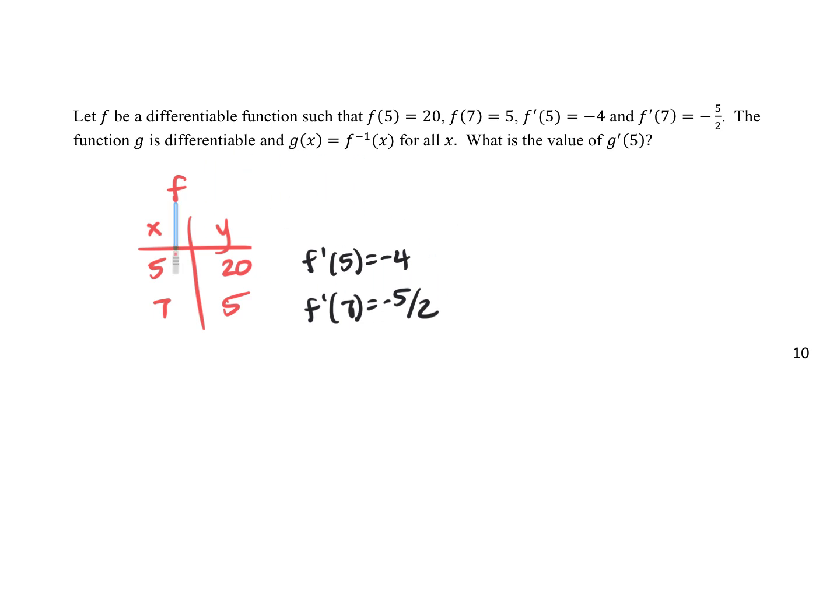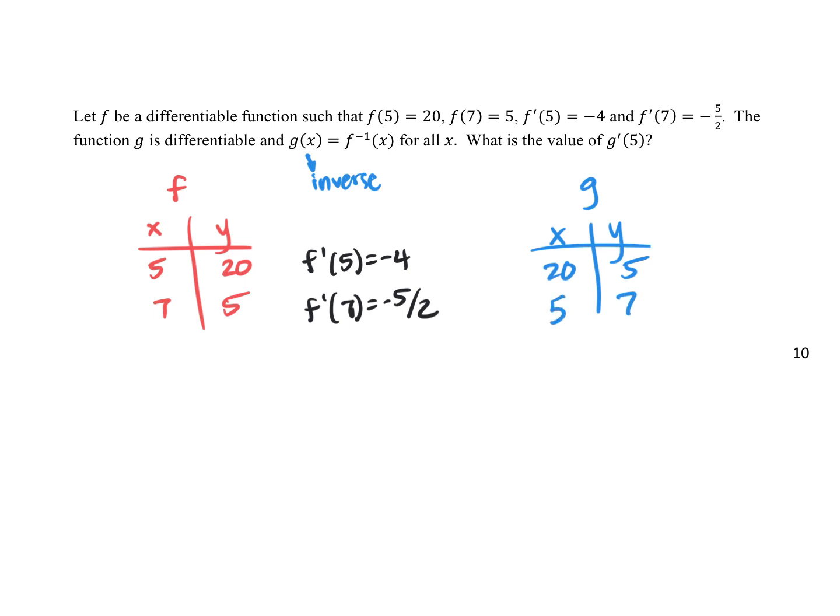I want us to go, it says g is what? What is this referring to? g is the inverse. And so maybe you just write yourself a little reminder that g is the inverse. I want to make a little g chart if we can. If my function f has the point (5, 20), what point does my inverse have? Agreed, (20, 5). If my function has the point (7, 5), my inverse has the point (5, 7).